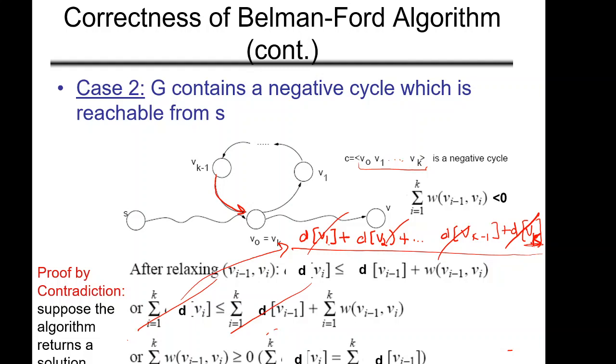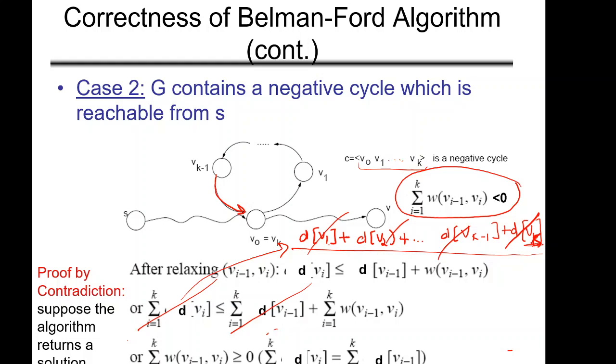What it is saying is that if you take the sum of the weights of all the edges in this cycle, it is greater than or equal to 0, and this is a contradiction because we already know that it is less than 0. Hence we can prove that the algorithm will not return any solution.